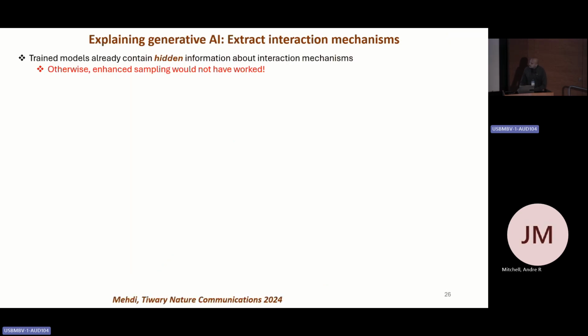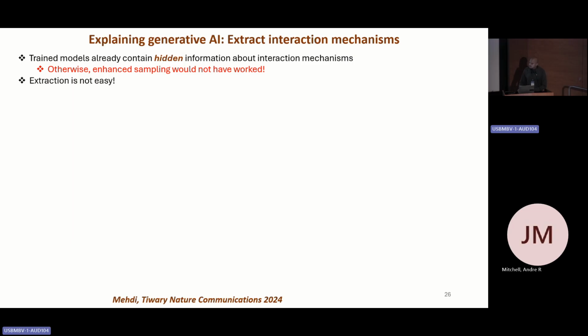So here our motivation is a little different. What we are thinking is that the trained models that we are using to do the enhanced sampling already have hidden information about the interaction mechanisms, right? Otherwise, the enhanced sampling would not have worked. So can we get that information out of the machine learning models?